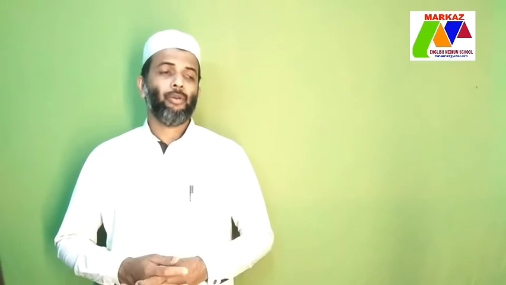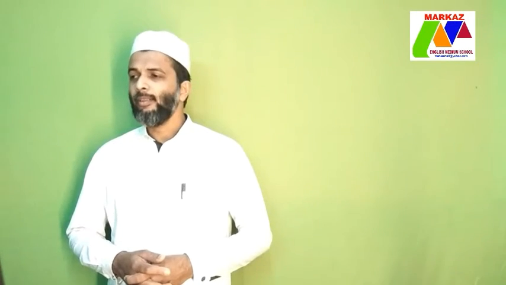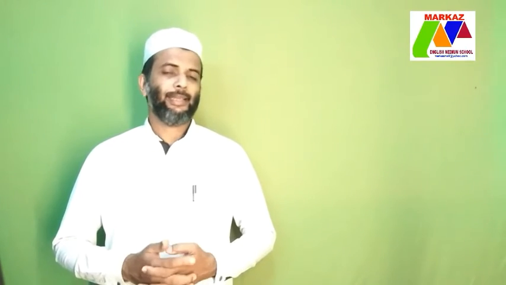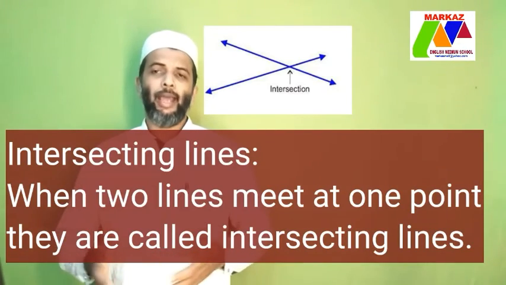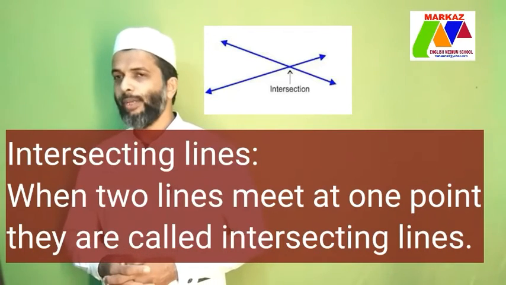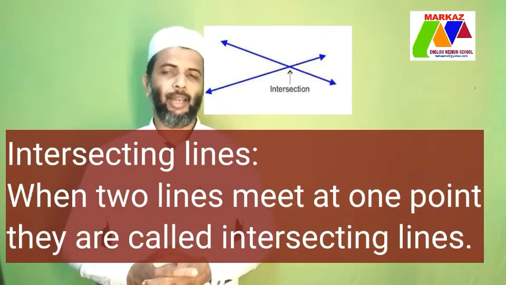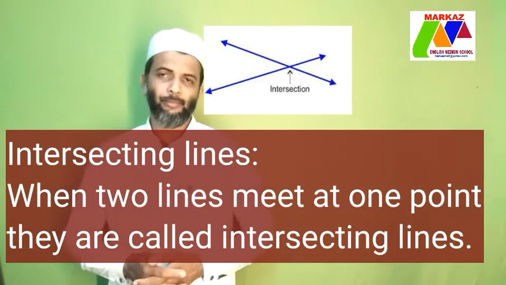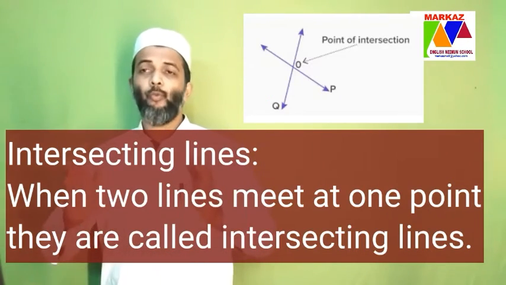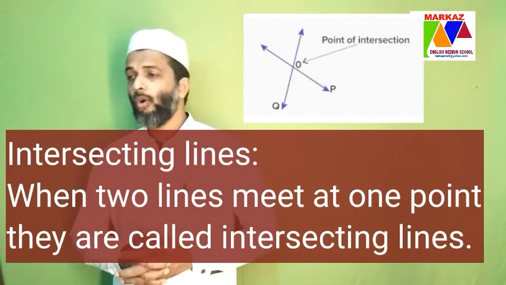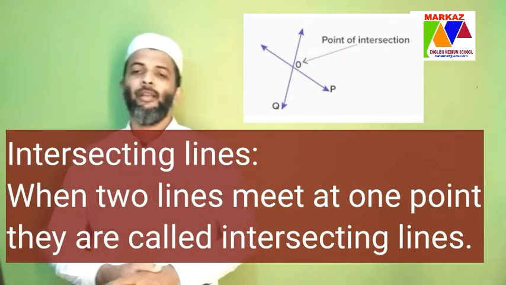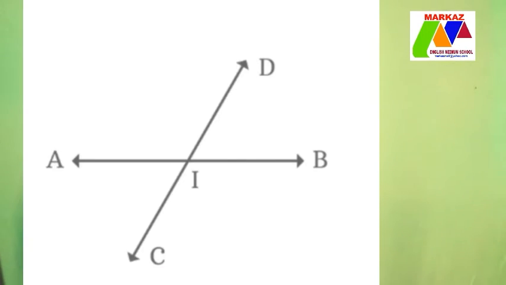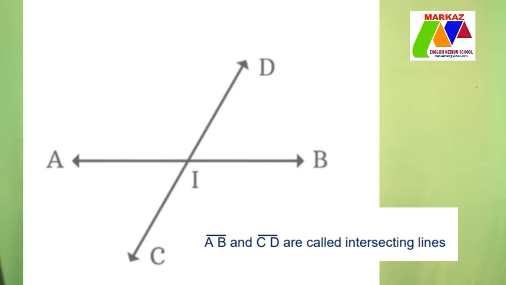Now let us learn about intersecting lines. Write heading, intersecting lines. When two lines meet at one point, they are called intersecting lines. Write the statement. Here, line AB and line CD meet at point I. Hence, line AB and line CD are called intersecting lines.